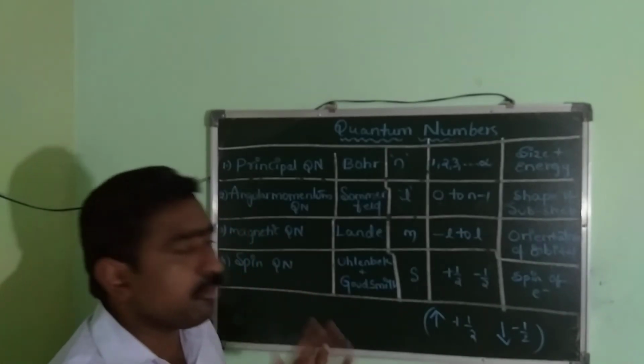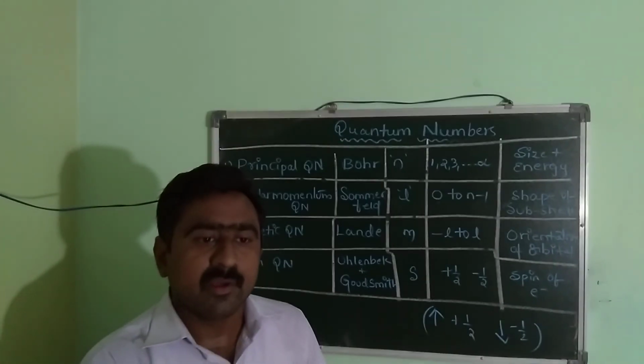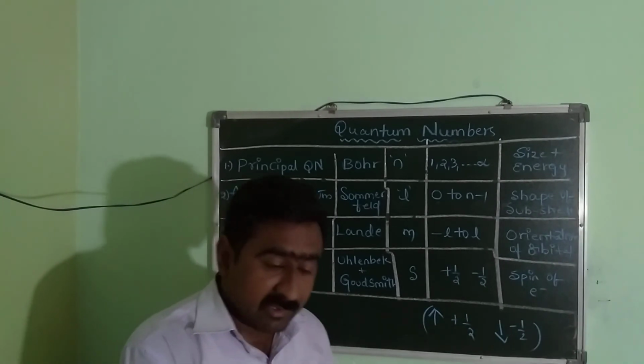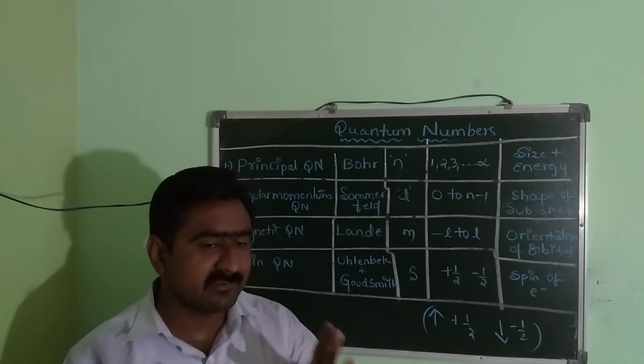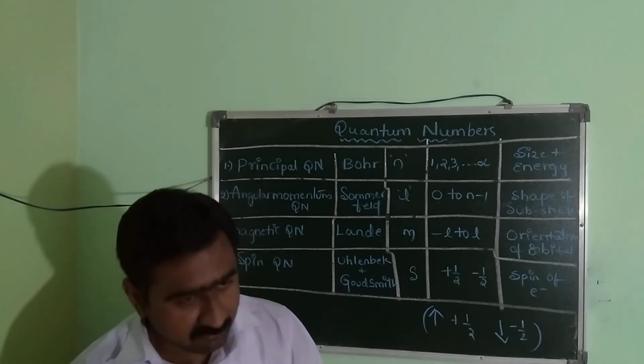So this is a very important question about the quantum numbers of atomic structure. In the next class we shall focus on the n plus L values of the various orbitals of the electrons. Okay, good evening, have a nice day.